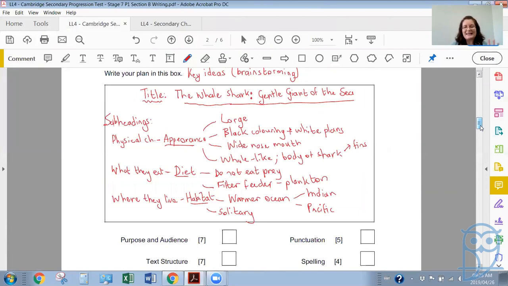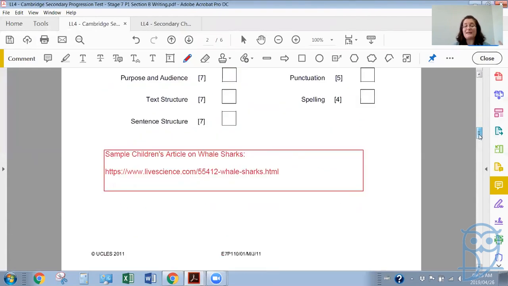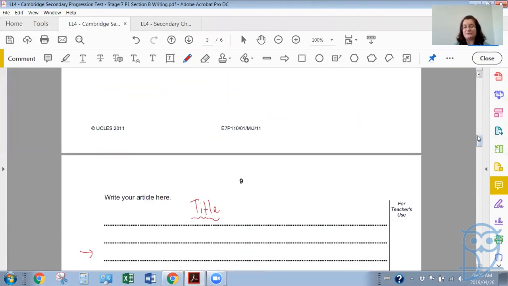Right, so planning is very crucial. You can't just go and start writing. Your writing will be too muddled. Get your thoughts down, rework things, cross things out, rephrase them if you need to, but only start writing properly once you come to this section.